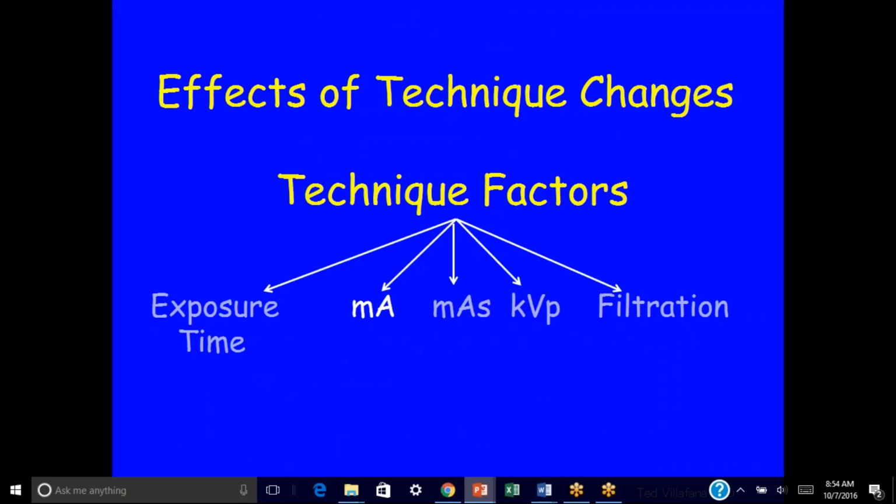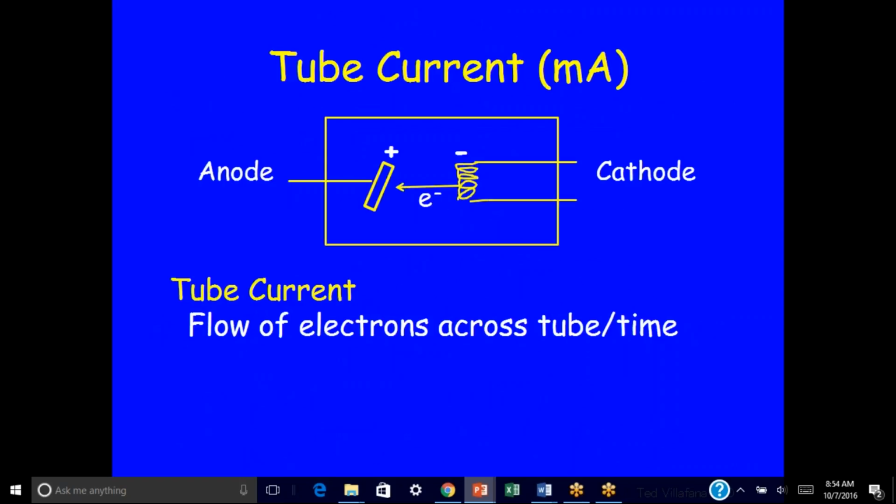Let's go on to the second parameter, and that is the milliamperage. What do we mean by milliamperage? Back to the X-ray tube. And again, we see the electron accelerated between the filament and the target. The tube current. Remember, what do we mean by current? Current is always the flow of electrons across the tube per unit time.